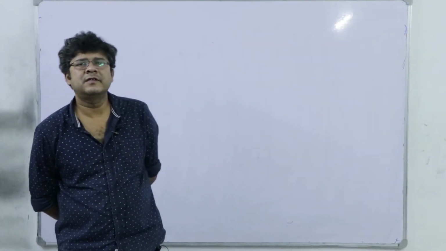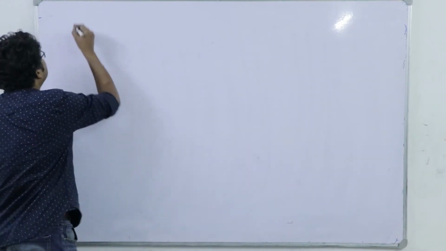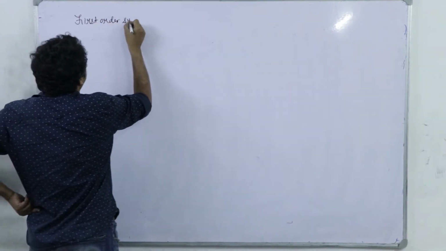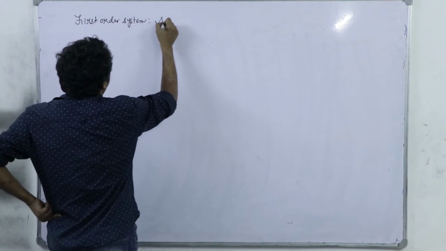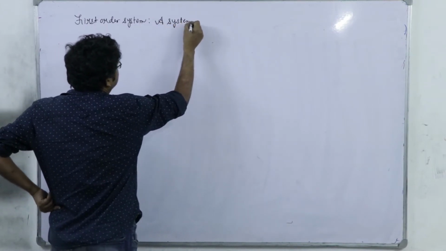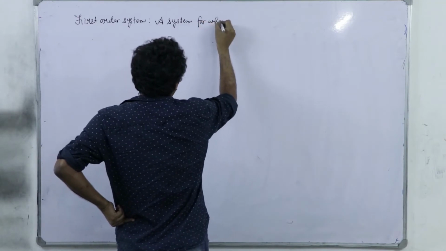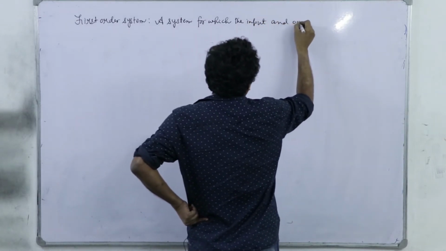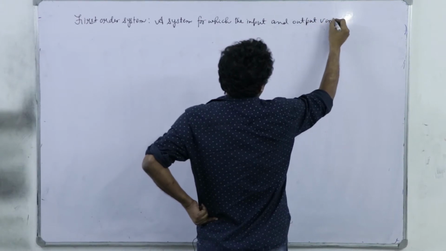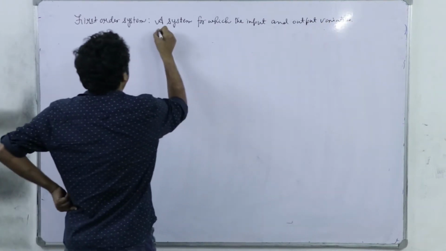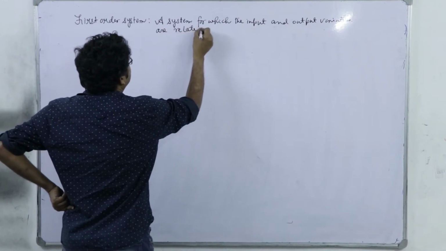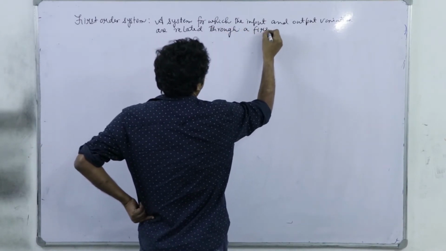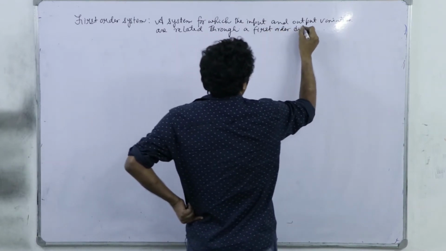So in this session we are going to discuss the first order system, right. So first order system: a system, how it is formally defined, a system for which the input and output variables are related through a first order differential equation.